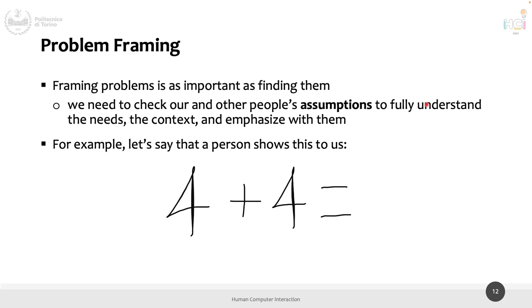You assumed that this is a mathematical operation, so it's 4 plus 4, that the sign is addition, and the equal sign is the result of the operation. You assumed that these are 4s. You assumed that this is base 10. I can tell you, no, this is base 5, so it cannot be 8, because you don't have 8 in base 5. I can tell you that these are not 4s. These are flags.